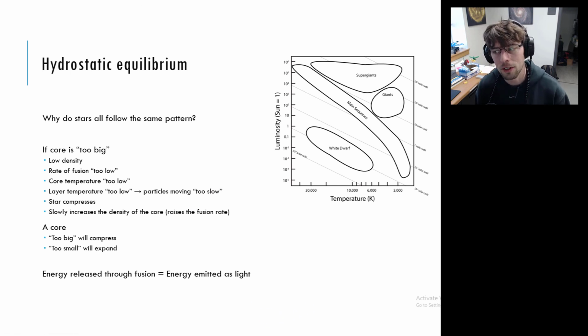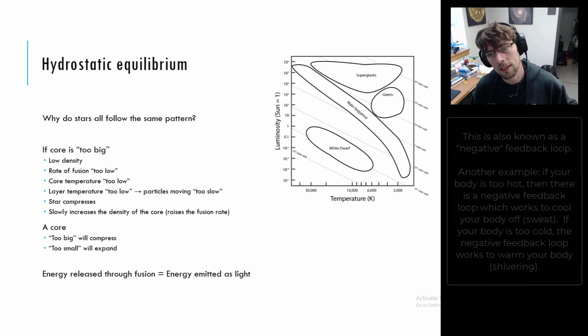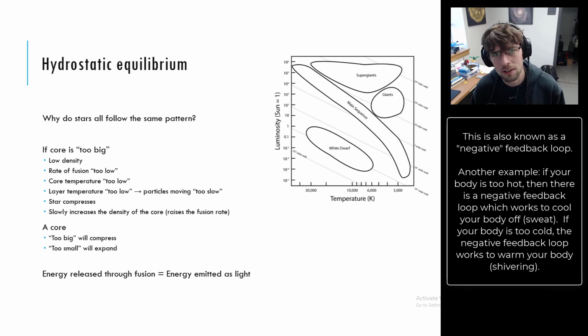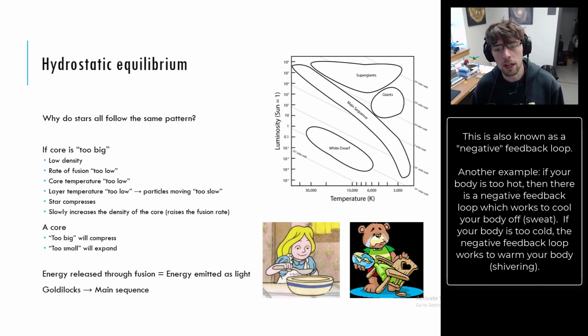The technical term, as the title would suggest, is called hydrostatic equilibrium. You don't need to know that. I was just throwing that out there. I think of it as Goldilocks. Too big, and it will shrink in size until it's just right. Too small, and it will grow until it's just right. This is Goldilocks, is what the main sequence really is.